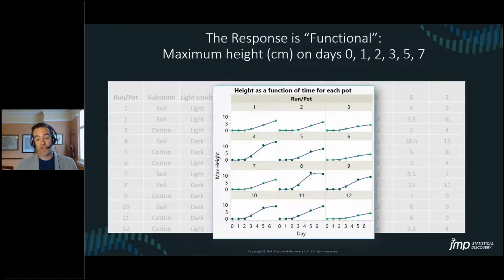So for each of our 12 runs, we've got this growth curve. You can see how the plants have grown in each of those different conditions, those different combinations of factor settings. So what we'd really like to do is to understand how the factors affect the shape of those curves. That's fundamentally what we're interested in. So it's going back to the same challenge I had with the milling experiment. How do we manage that? How are we able to do that?